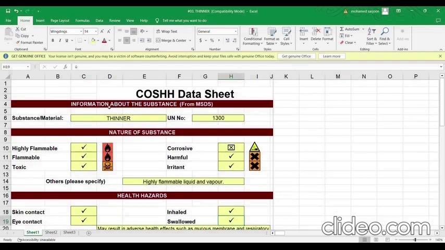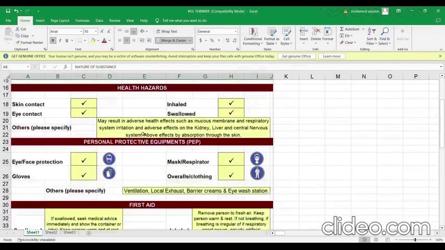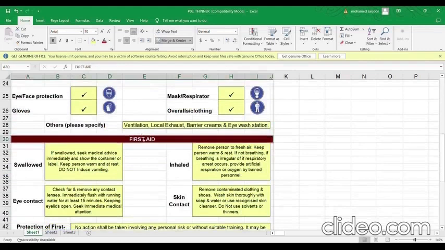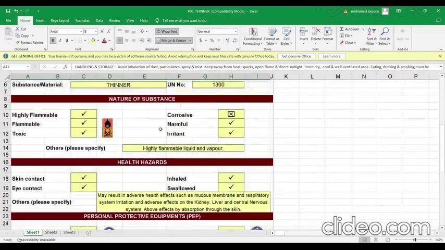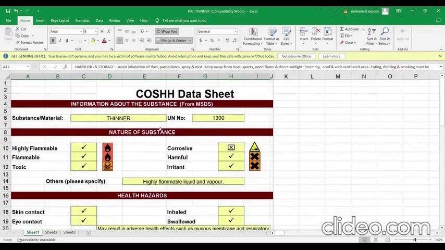This information is collected from the material safety data sheet of the thinner. This format contains the nature of substances, health hazards, personal protective equipment, and first aid measures. Notes are given below of the precautions and control measures which have to be followed as per the MSDS. The information about the substances is from the MSDS only.